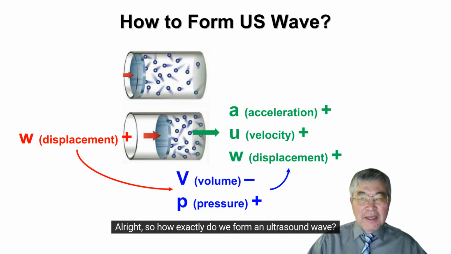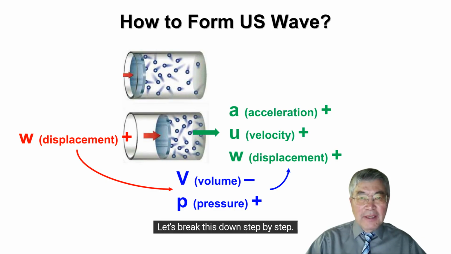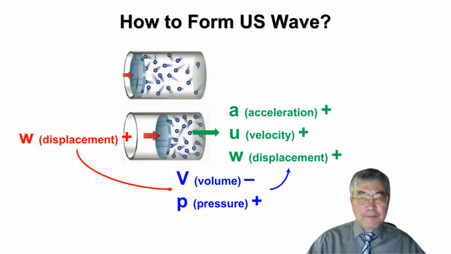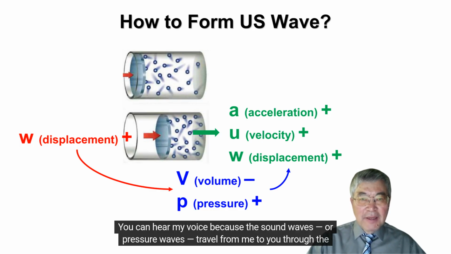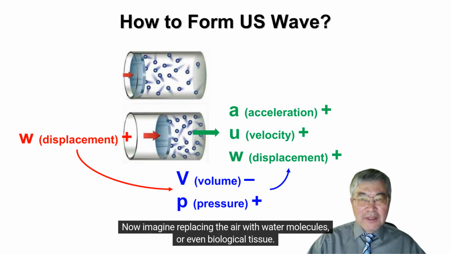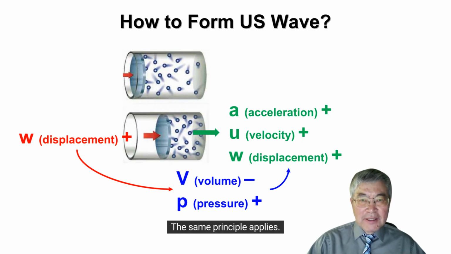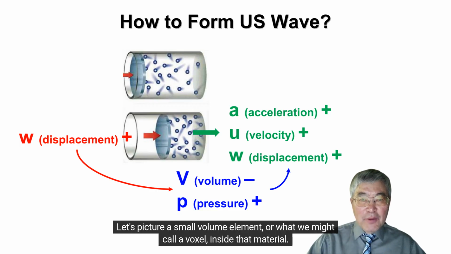All right, so how exactly do we form an ultrasound wave? Let's break this down step by step. Think about how ordinary sound travels through air. You can hear my voice because the sound waves, or pressure waves, travel from me to you through the air. Now imagine replacing the air with water molecules or even biological tissue. The same principle applies. Let's picture a small volume element, or what we might call a voxel, inside that material.